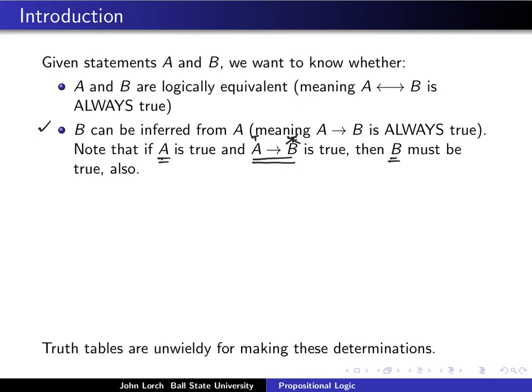It has to be true. Okay, now another thing that you might have noticed is that I've included this word always, which technically is redundant. But I include it to point out that both A and B might be made up of smaller statements. And we want either the logical equivalence of A and B or whether B can be inferred from A to be independent of the truth values of whatever smaller statements make up A and B.